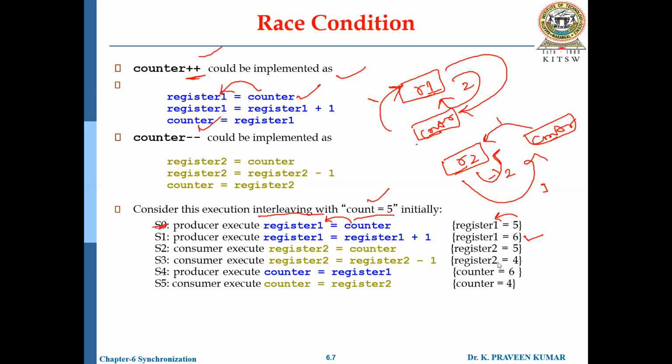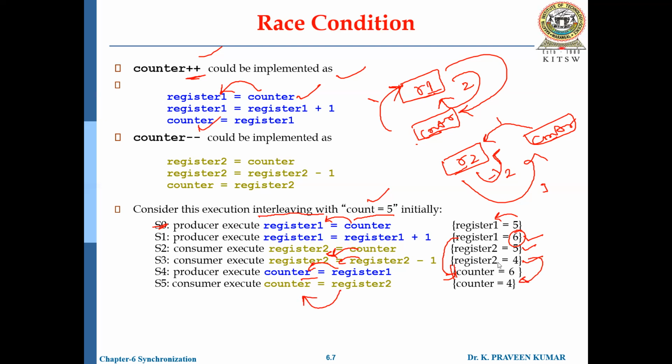Then the consumer, what is the consumer doing? The consumer is also storing the counter value. But what is the value of counter? It is 5 only. Then register2 is decremented. So the value 5 is getting decremented, that is 4. Now counter = register1, the register1 value is transferred to counter. So this is executed by the producer. Then the consumer executes counter = register2. Register2 is having the value of 4.